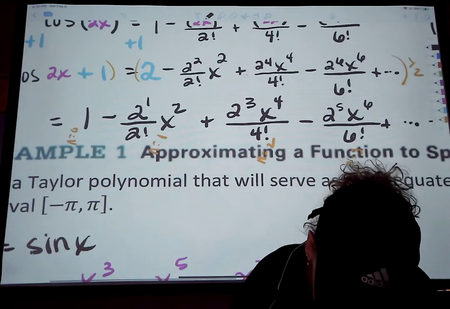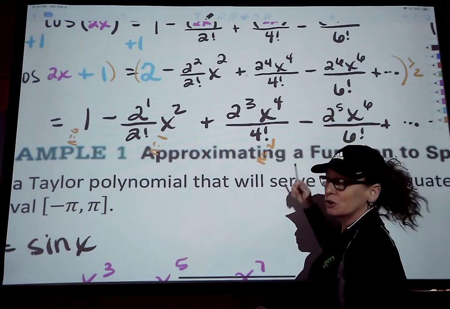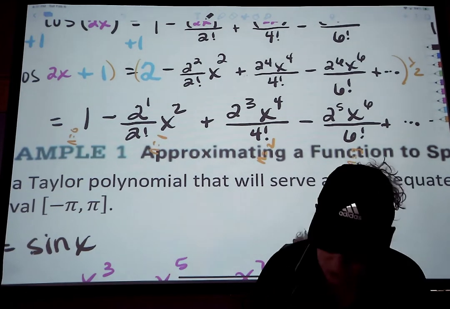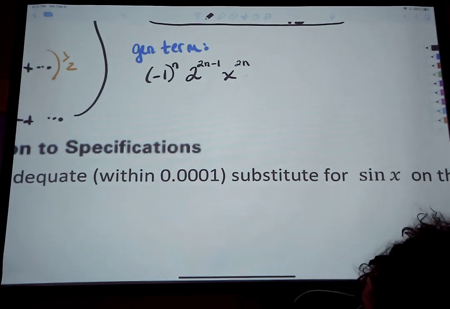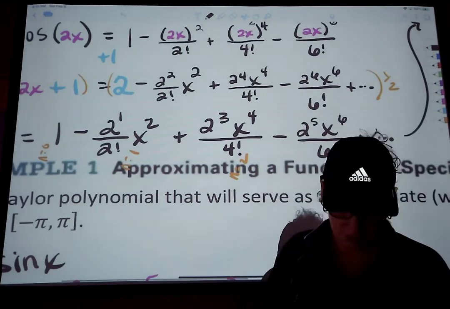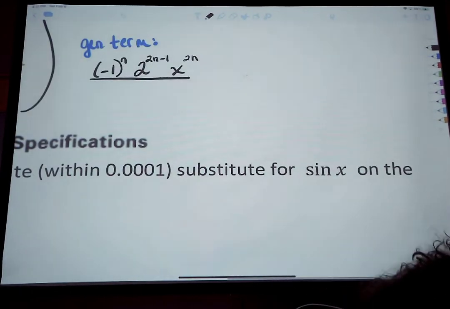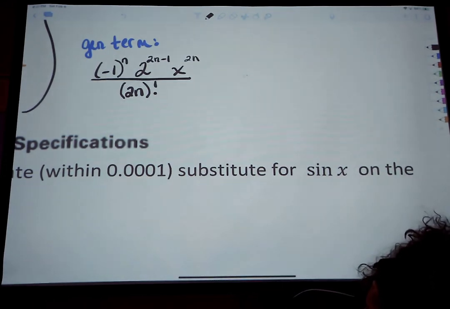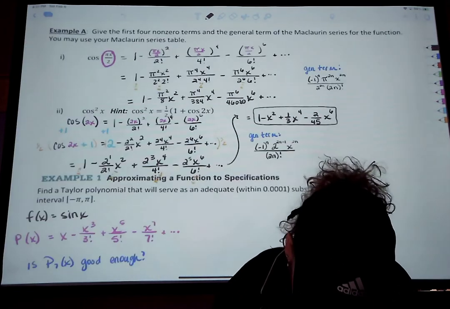What else do we need? Got that? I need x's. So x's increase by 2, 2n. Do I like it? 2n, 2n, 2n. I like it. x to the 2n over 2n factorial. Oh, hold on. Quantity factorial. There we go. There's your general term. Okay, fun stuff. Next one.